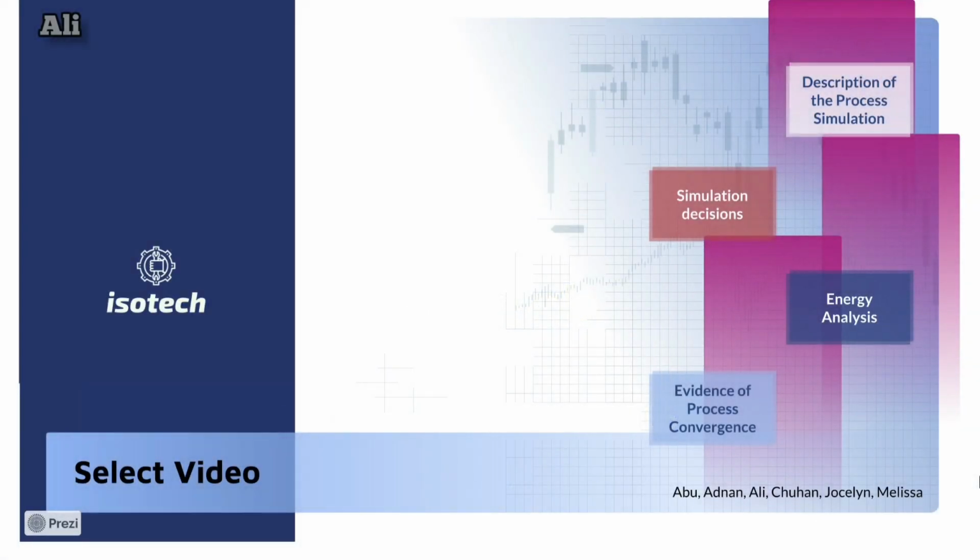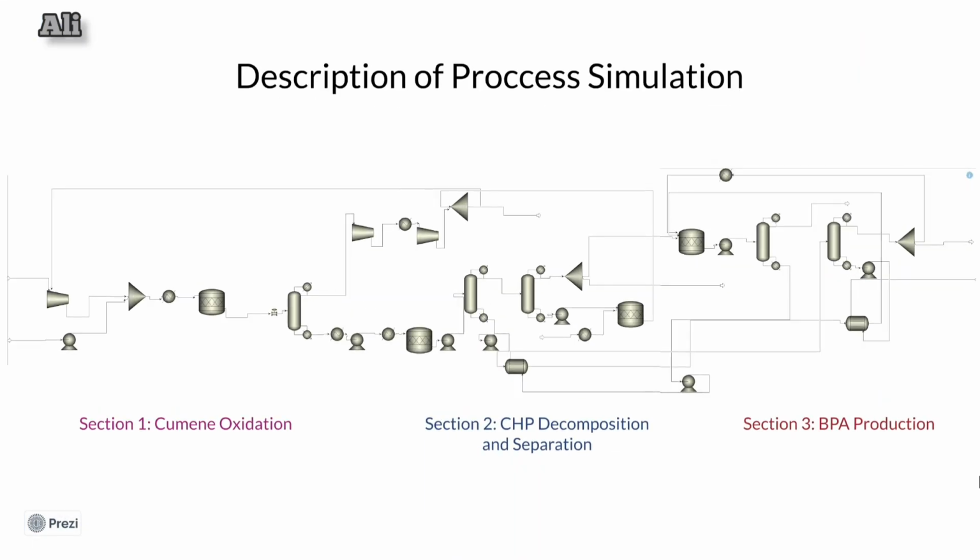Team Isotech, and this is our select video presentation on the production of bisphenol A, aka BPA, from cumene. We'll start by looking at the Aspen process simulation. We separated our process into three key sections: cumene oxidation, cumene hydroperoxide, aka CHP, decomposition and separation, and BPA production.